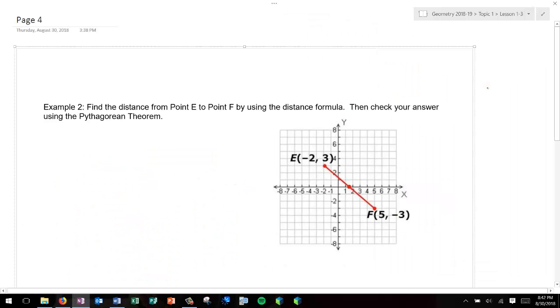Go ahead and try this problem on your own. See if you can find the distance from point E to point F using the distance formula, and then check your answer using the Pythagorean theorem. And when you come back in, both will be done on the screen for you.